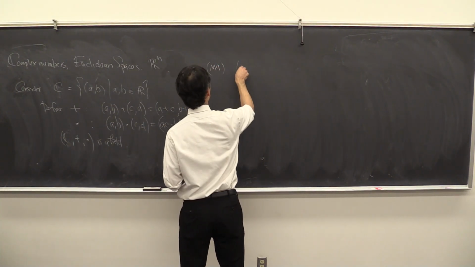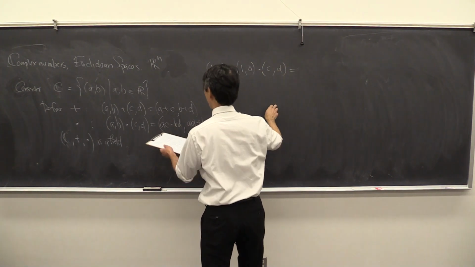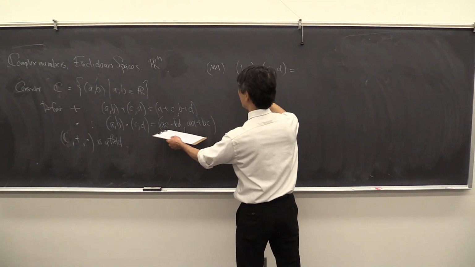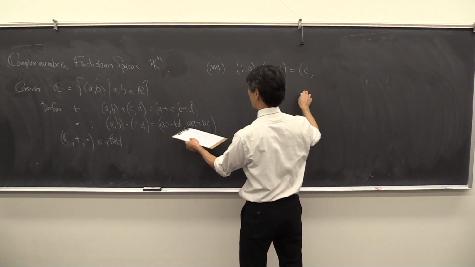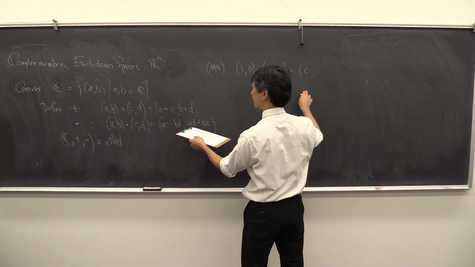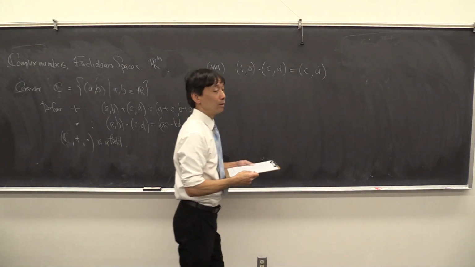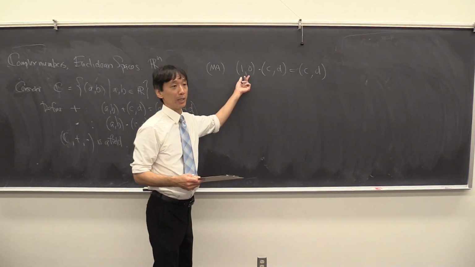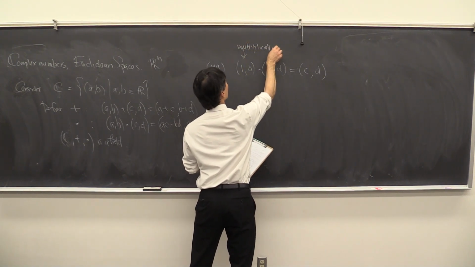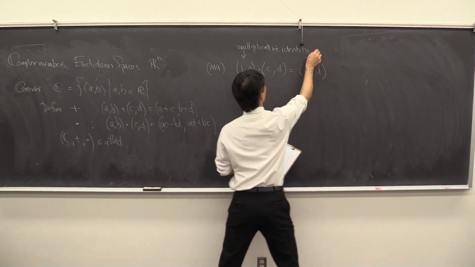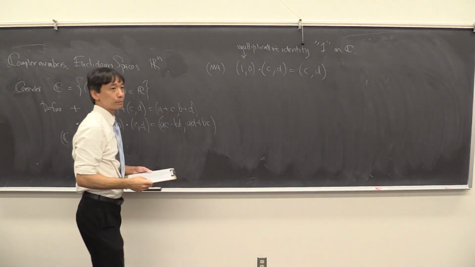You notice that if you take (1, 0) times (c, d), what you get is, a is 1 and b is 0, so you get c in the first component, and here you get d. And so you see that this is the multiplicative identity, 1, in the complex numbers.